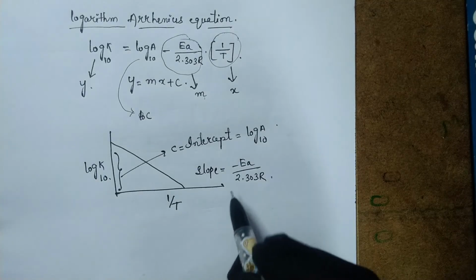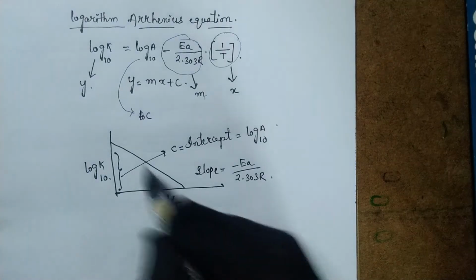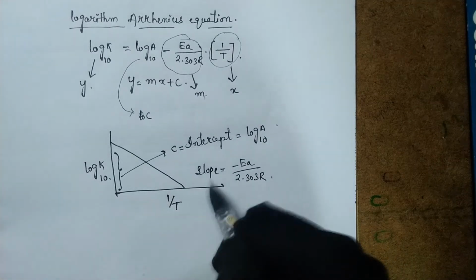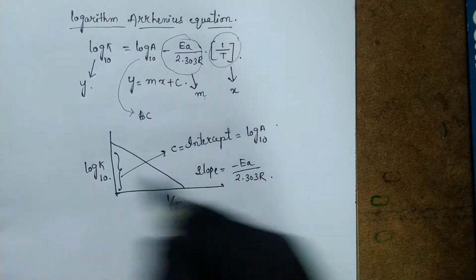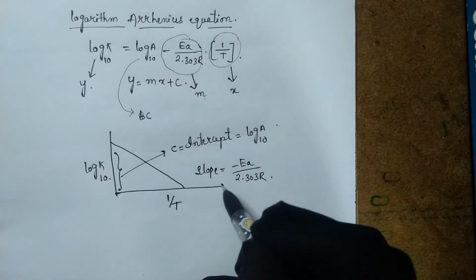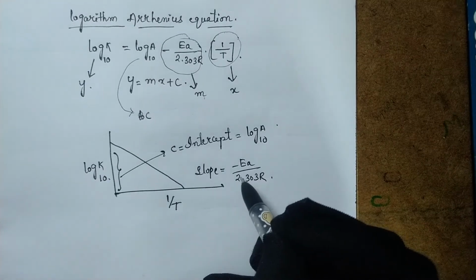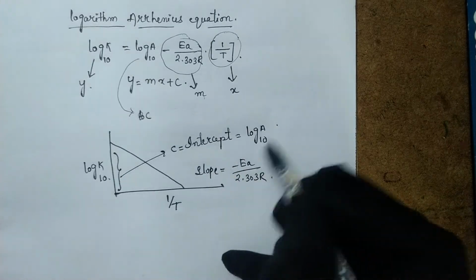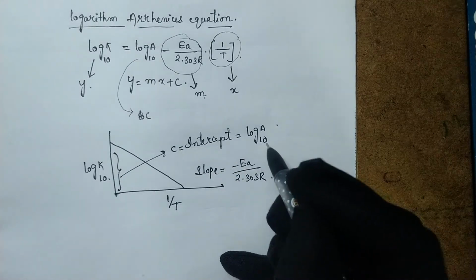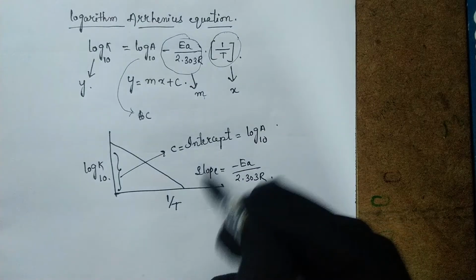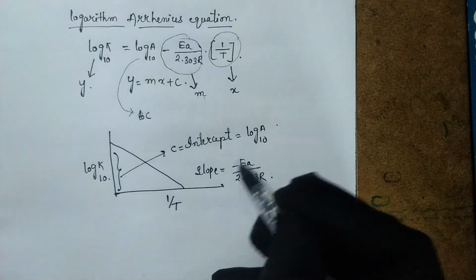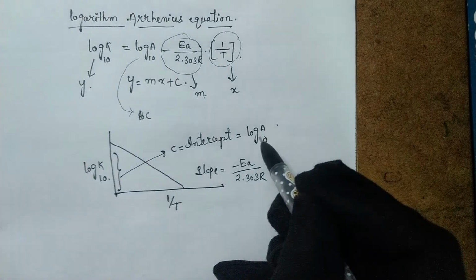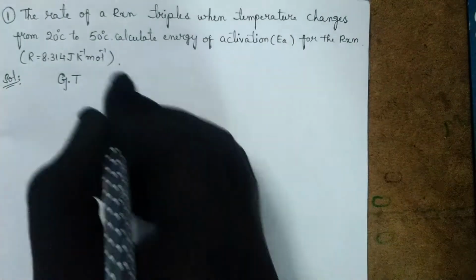Now this slope gives the activation energy. When we find the slope by using this graph, we will get the activation energy, and this intercept gives the frequency factor or Arrhenius constant. By using this graph we can find the activation energy and also this frequency factor, right? Now let us solve some problems.